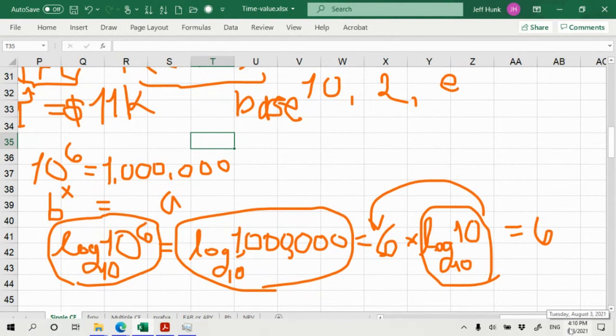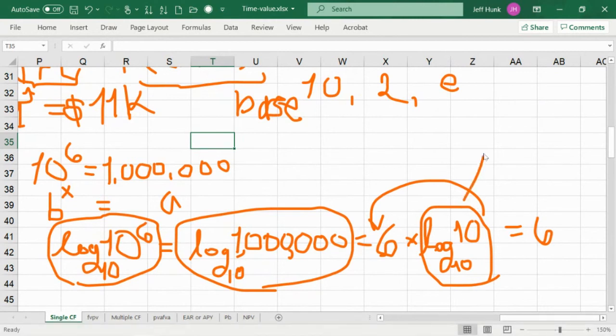What do you think the base 10 log of 10 is? Of course, it is 1. Think about it. Base 10 log of 10 is nothing but saying 10 raised to 1, right? And if you take the log of that, through the same process, it will simply be just 1.